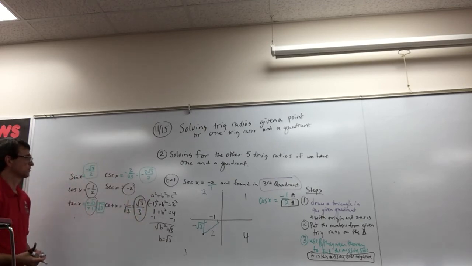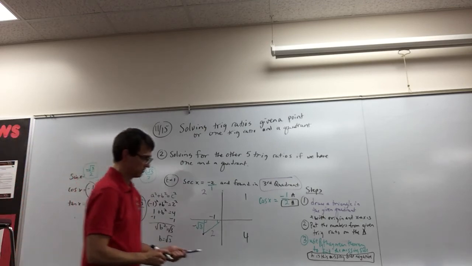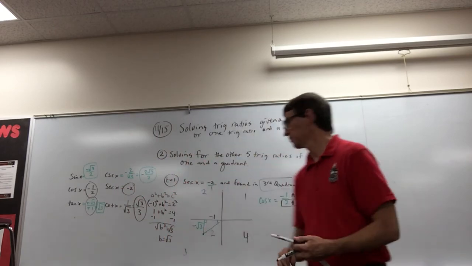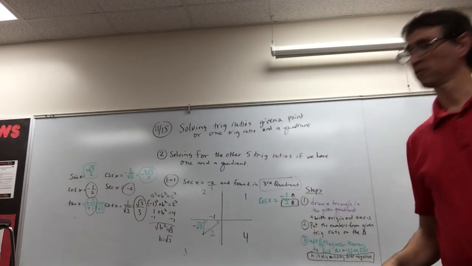And again, you're just coming up with the 6 trig ratios, in this case 5 more, and then you are done. So hopefully this helps.